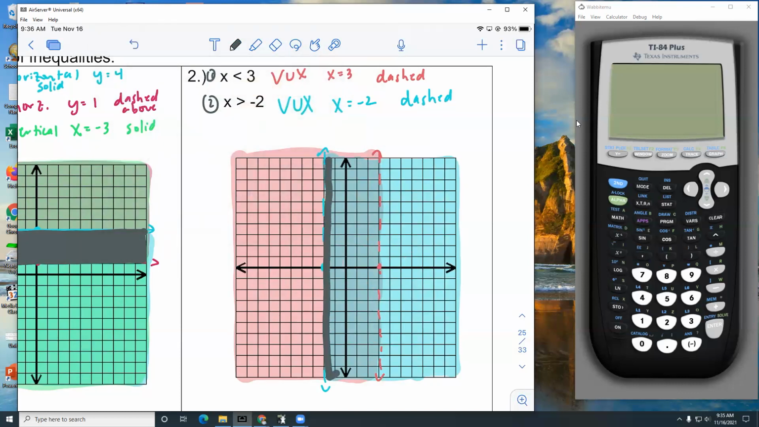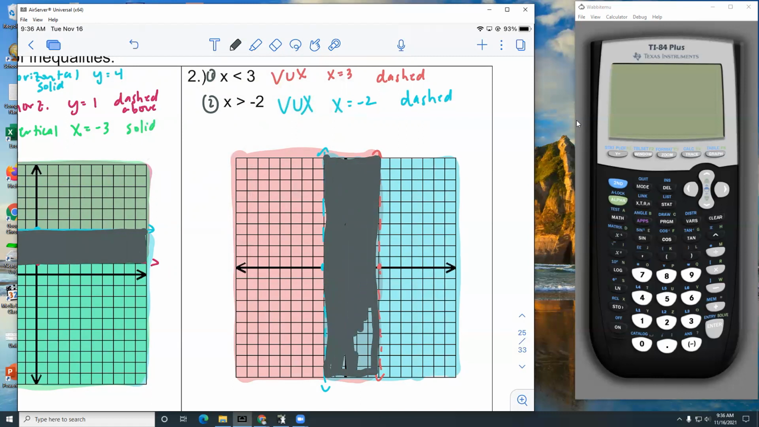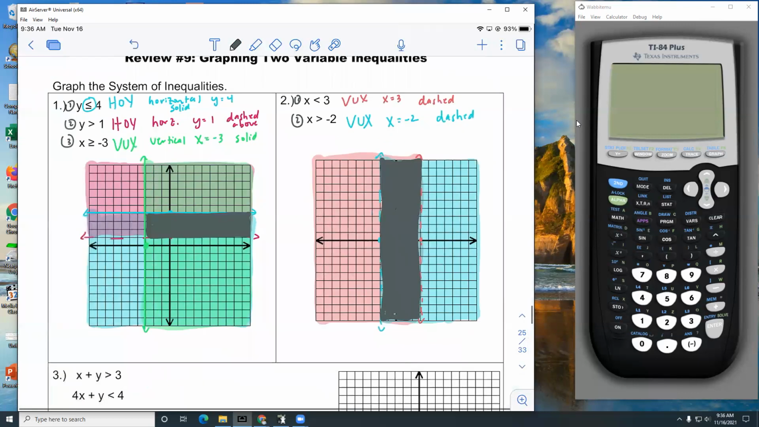All right, so my solution where my shadings meet is going to be this middle rectangle area right here. So all of my ordered pairs inside of this region will work in both of my inequalities. So shade, shade, shade, make sure that that region is darker, and all the rest.